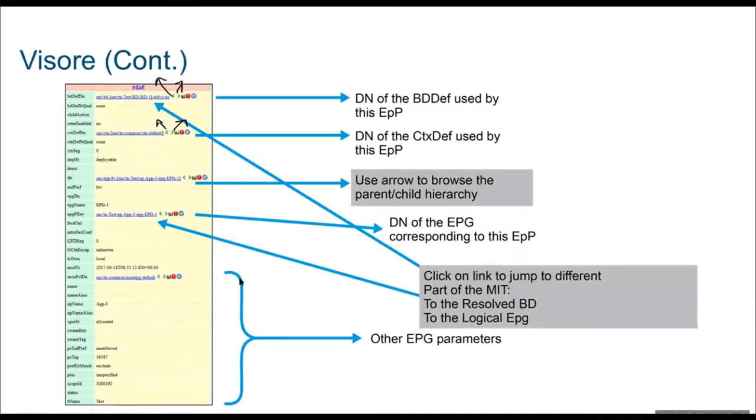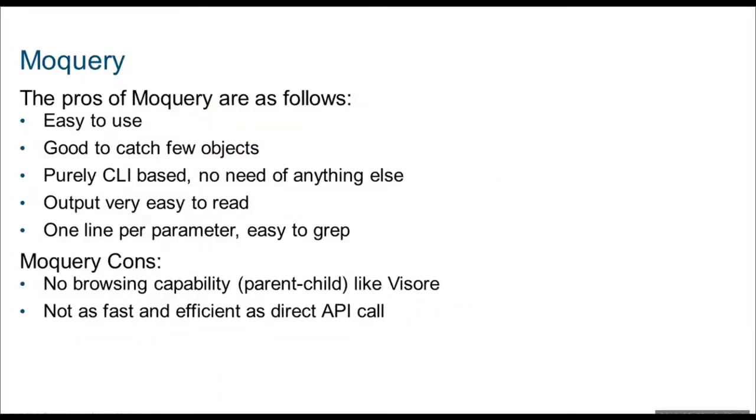Now, another tool on the APIC, you can run it through the command line. First and foremost, get the help. moquery -h gives you the help of this command line utility and allows you to query this tree using the command line. So output is quite easy to read. You can even grab this output if you need to. Okay. There it shows you, not as fast and efficient as Visore.